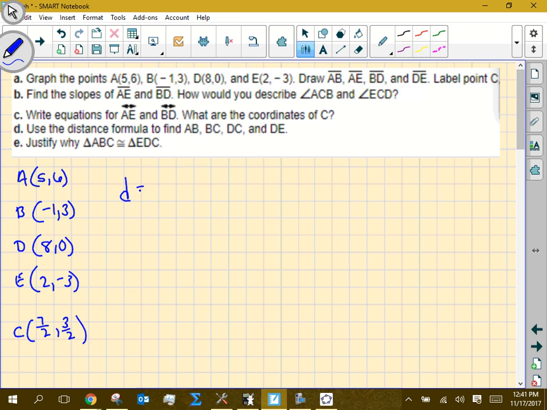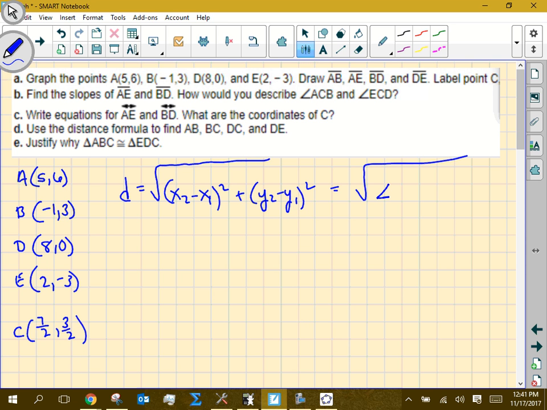Remember, the distance between 2 points is this formula: the square root of x2 minus x1 squared plus y2 minus y1 squared. Hopefully we also know that could be rewritten this way: delta x squared plus delta y squared, knowing delta x means that right there, and delta y means that right there. So let's find the distance between A and B.